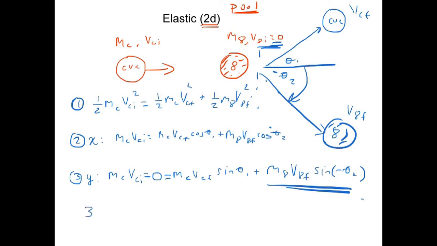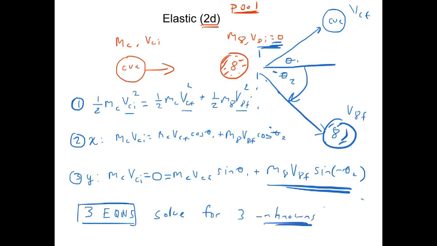And so now these are the three equations that we have. How many unknowns do we have? Well, potential unknowns would be the initial velocity and the final velocities, and potentially their masses might be unknown. But using these three equations, we'd be able to solve for three unknowns. So here's an example of how we break things down when dealing with two dimensions: we need to deal with kinetic energy as a scalar, but in terms of momentum, we need to break it up into its respective components.